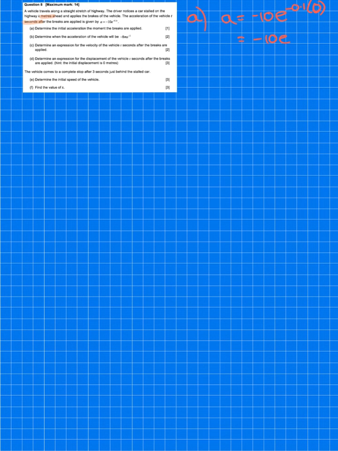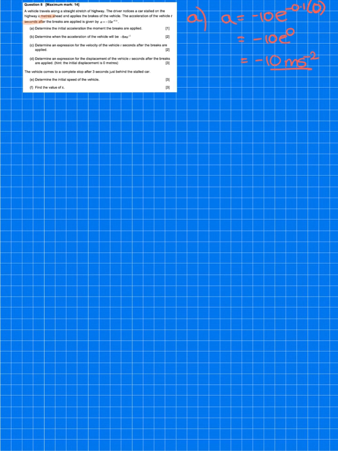And when we multiply out this power, times it by 0, the whole thing is going to equal 0. And remembering e to the power of 0, or anything to the power of 0, is 1, so we get negative 10. We've already said that our units are in meters per second, so acceleration is going to be in meters per second, like that.